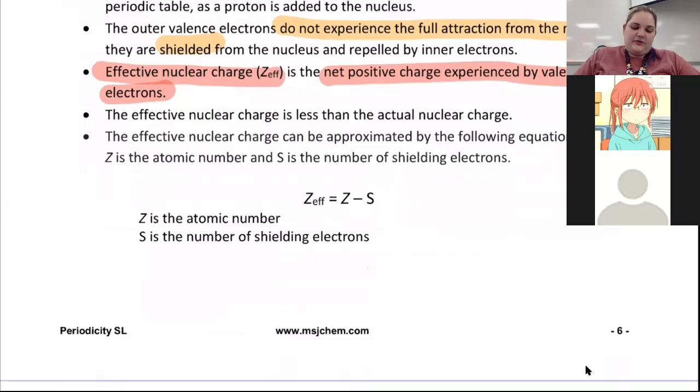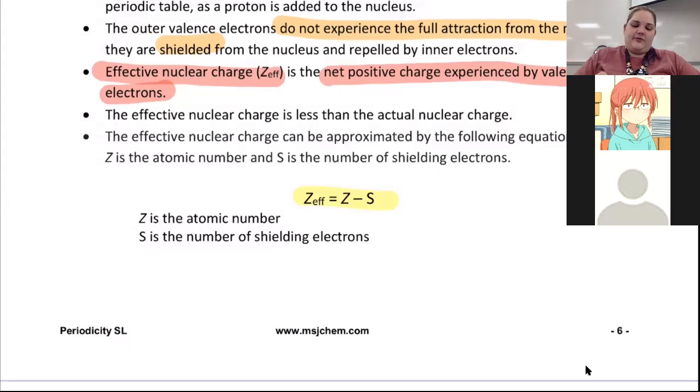And so effective nuclear charge is less than the actual nuclear charge. And here's the little equation. I take the atomic number, which is the total number of electrons in my atom, since electrons and protons are the same as long as it's a neutral atom. And I subtract the number of shielding electrons, because those are all the ones on the inner energy levels. When I subtract, the difference I'm left with is called the effective nuclear charge. And that effective nuclear charge is going to be equal to the number of valence electrons.